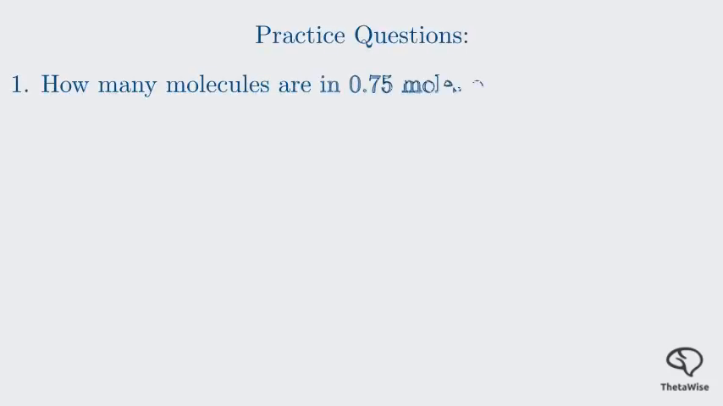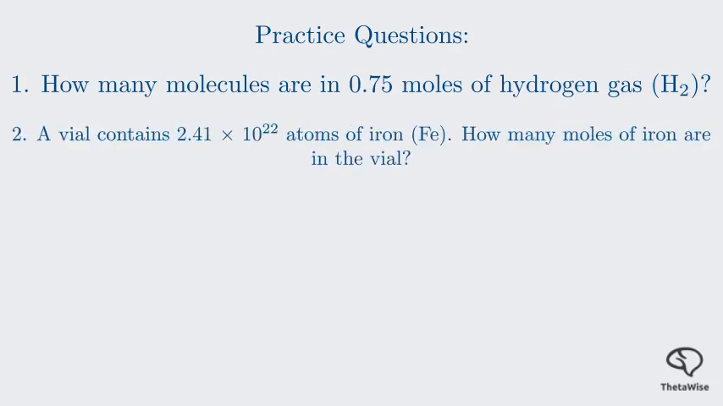Okay, it's your turn to practice. Here are 2 questions for you to work through. Pause the video and give them a try. First, how many molecules are in 0.75 moles of hydrogen gas, H2? Second, a vial contains 2.41 times 10 to the 22 atoms of iron, Fe. How many moles of iron are in the vial?